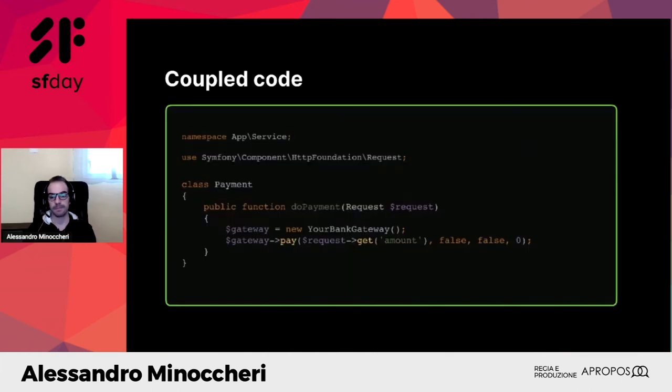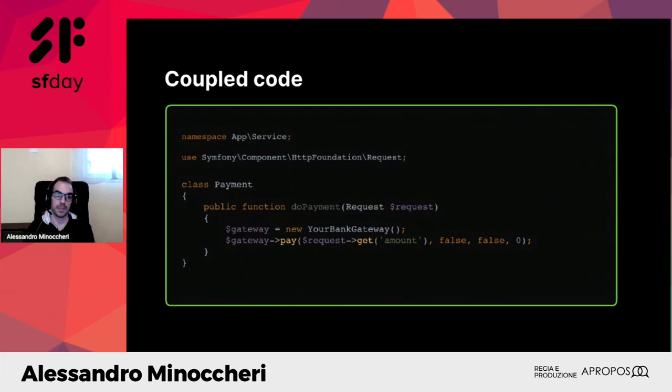Let's make an example of coupled code. You have a service called Payment, where inside it there is a method doPayment with an object request. And inside the method, you are instantiating your bank gateway service and calling the method pay. Now, in this class, there are a lot of problems for me. For example, the first is the request object, because it represents an HTTP web request. And so if you would like to call this service from a CLI command, you can't. You need to duplicate this code or change something.